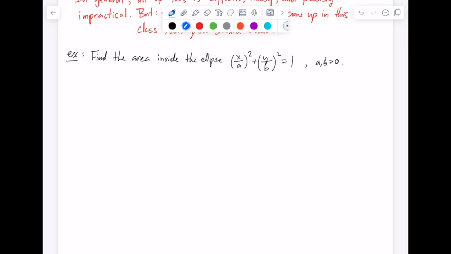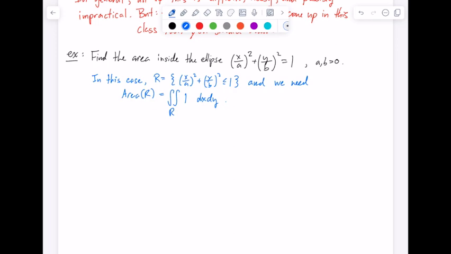We first want to formulate the area integral. And in this case, our region R is going to be the region inside the ellipse. And remember that the area of a two-dimensional region is just given to you by the integral of 1 over that region.